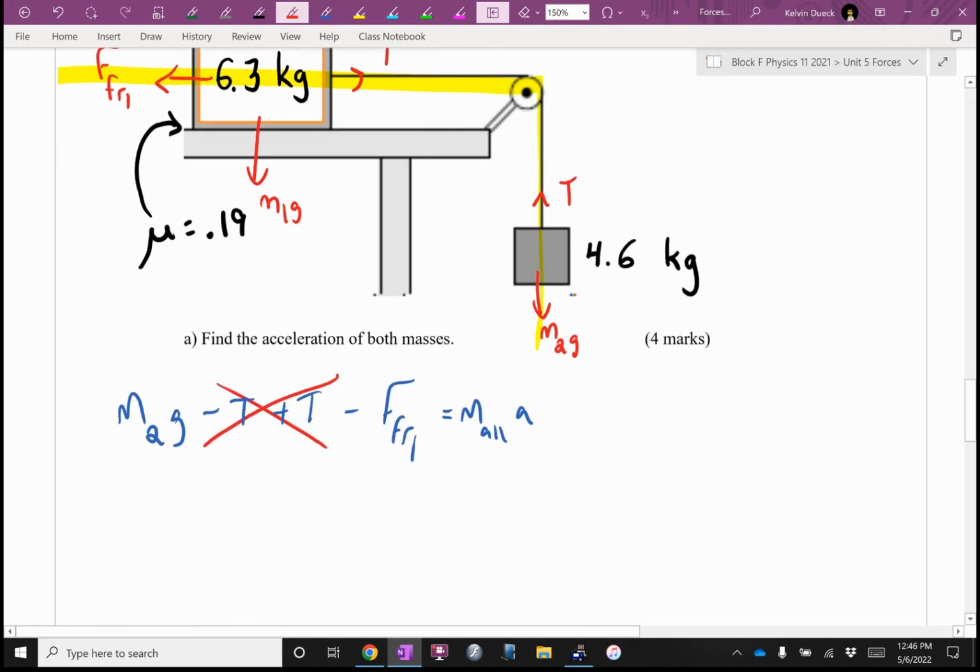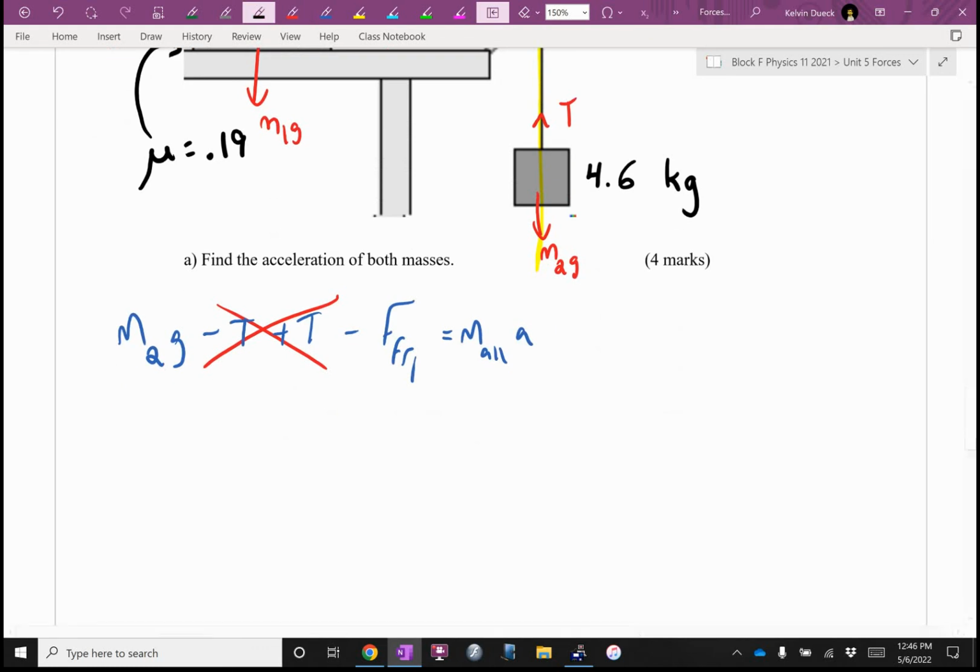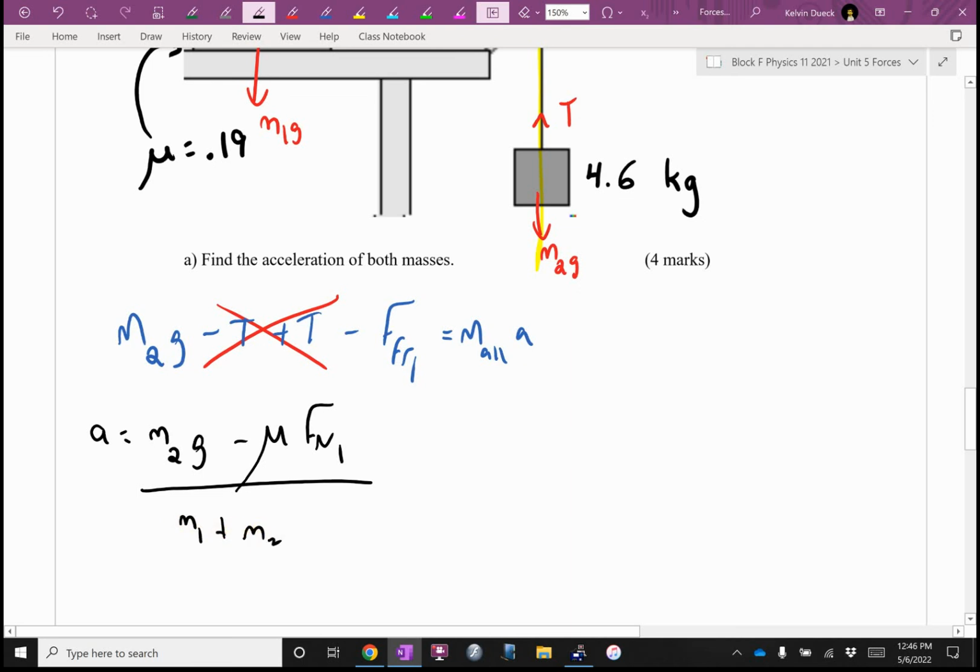You want me to find the acceleration? Divide by A. So it's going to be A equals M2G minus mu times normal force number 1 all over M1 plus M2. I don't know the normal force. Oh, but look. That's going to be M1G. That's where M1G shows up inside of friction, but not as a separate force.